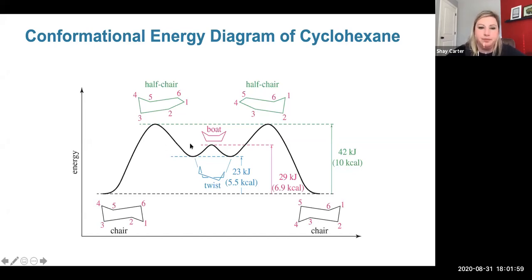And then we have our boat conformation, which is not as unstable as our half chair conformation, but still not nearly as stable as our chair conformation. The boat can relieve a little bit of tension by going into a twist boat conformation, and that's just a little bit more stable. Our chair conformations are the most stable. Remember, lower energy, more stable; higher energy, less stable.